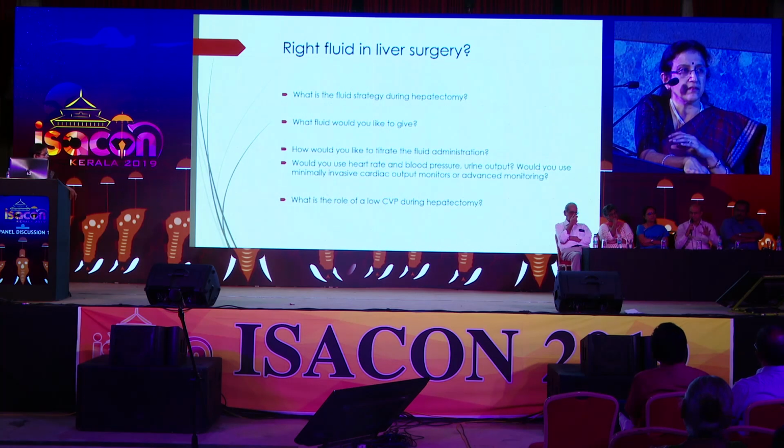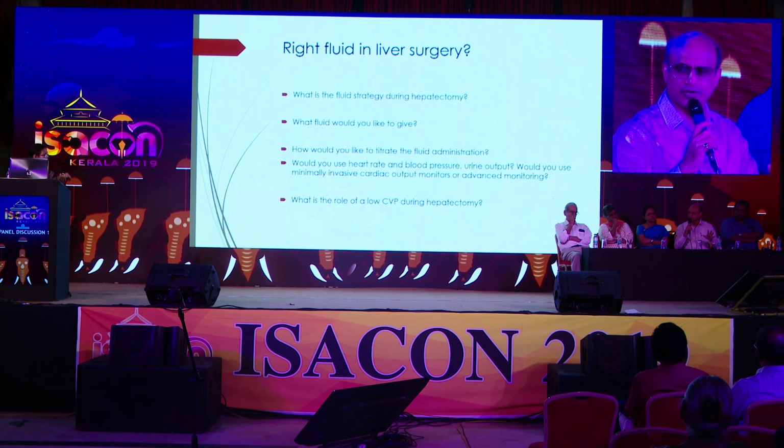As the resection proceeds, what is your target? How would you titrate fluid? Now, fluid can actually be titrated objectively. One is, yes, you continuously watch urine output. You should always have a urine output of more than 0.5 ml per kg per hour. That's the main thing, that the cardiac output is preserved.